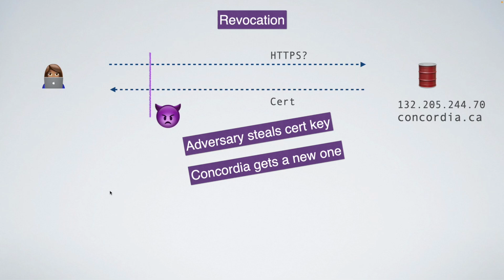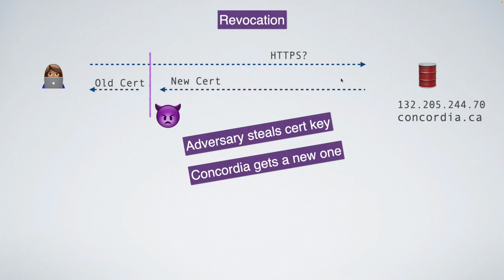So that's fine. They stop using the old one that was stolen. They have a new one. No one knows the private key in their new one. Okay, but that doesn't actually solve the problem because the adversary can continue using the old one. Just because Concordia gets a new one doesn't invalidate the old one.